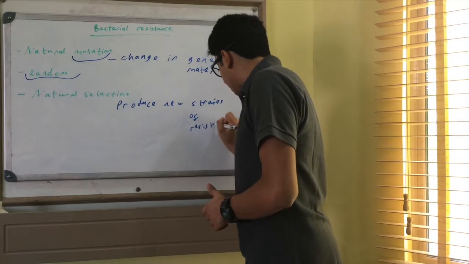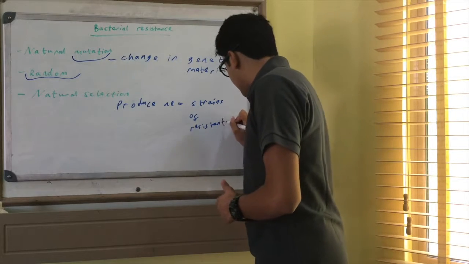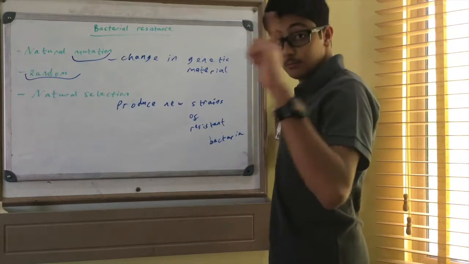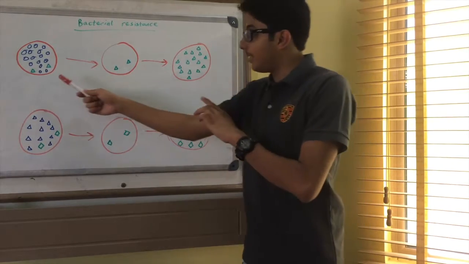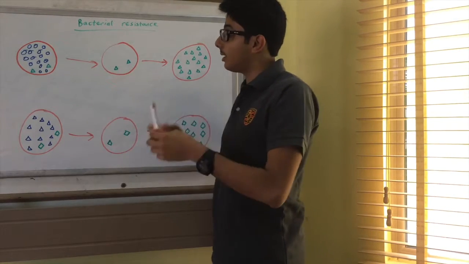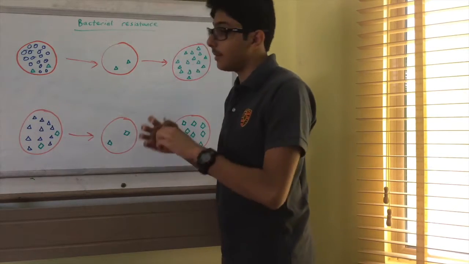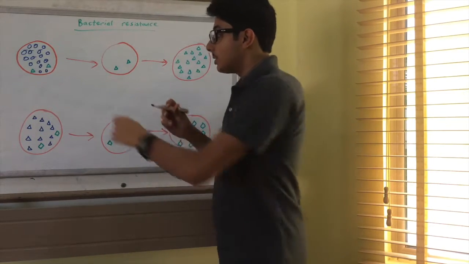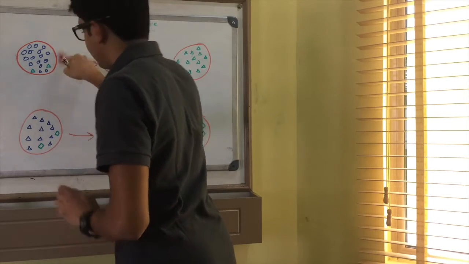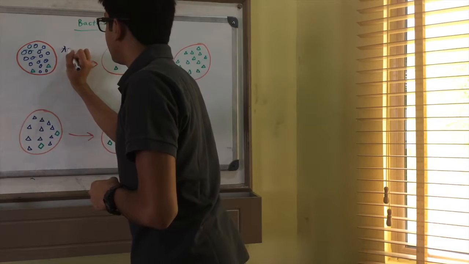And now we're going to go on to how the resistance to antibiotics increases. Okay, so here we have our first population. The blue circles are bacteria that are not resistant to the first antibiotic, and the green triangles are the bacteria that are resistant to it. So here is where we apply our first antibiotic. Let's call it antibiotic 1.